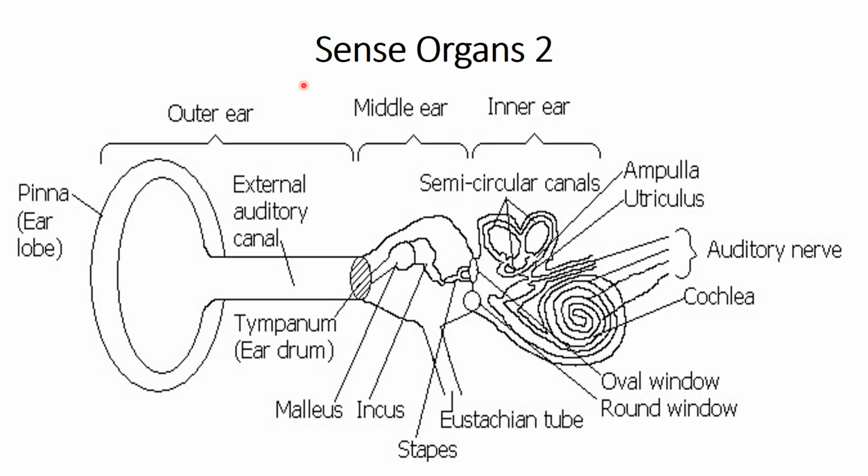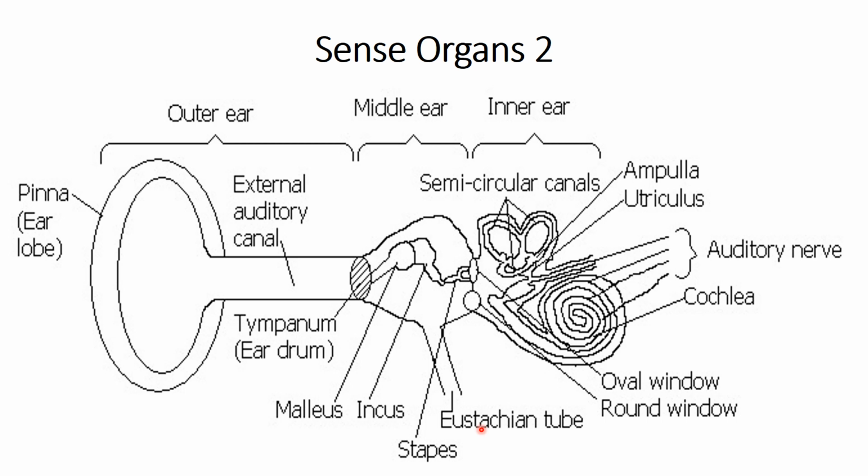Sense organs: we take a look at the eye and the ear. This is a model representation of the ear. The ear is basically made of three parts. There is the outer ear, which is this part, made of the pinna, also called the ear lobe, and the external auditory canal. The next part is the middle ear, which is made of these three bones here: the malleus, the incus, and the stapes. Also this tube here is called the eustachian tube.